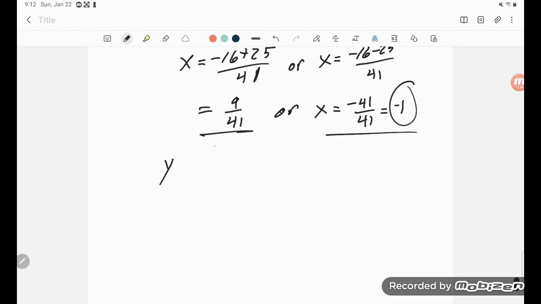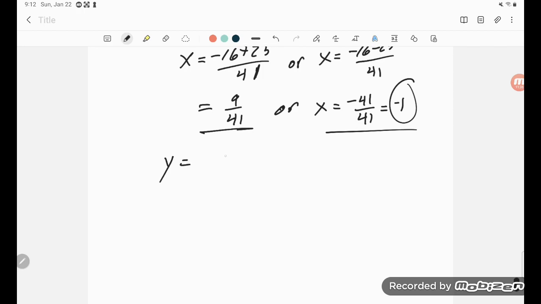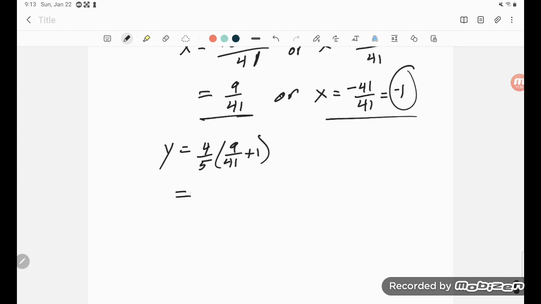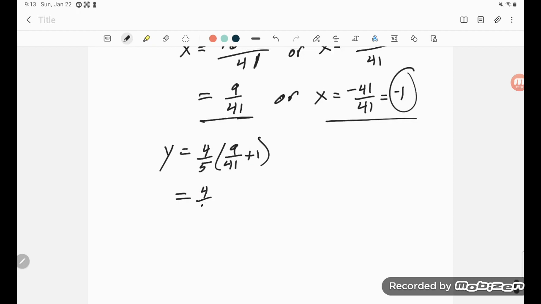But now I need the y value, okay? But I'll just use that straight line. I could use the circle as well, but I'm going to use the straight line here. And so that was 4/5 times x. Well, that's 9 over 41 plus 1. And so that's 41 over 41. So I get 4 over 5 times 50 over 41.